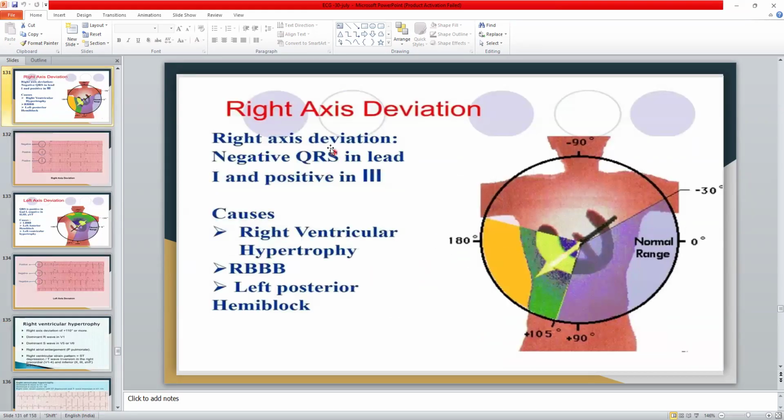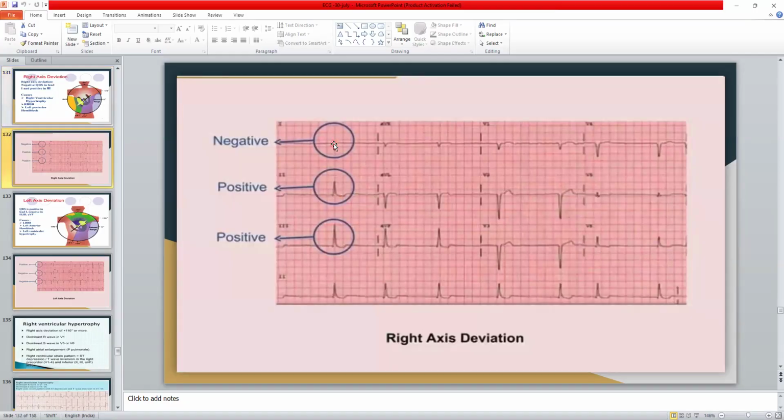See, I am showing here. This is the right axis deviation. The QRS complex is negative in lead 1 and positive in lead 2. See, you can see the R wave is very small. You can't measure it. The S wave is there, so it is negative. Whereas in lead 2, the R wave is larger than the S wave, hence it is positive, and positive in lead 3. R wave is larger than the S wave, and even in the AVF, R wave is larger than the S wave.